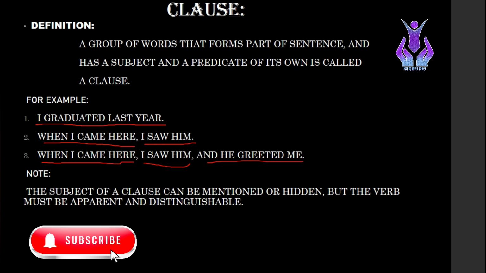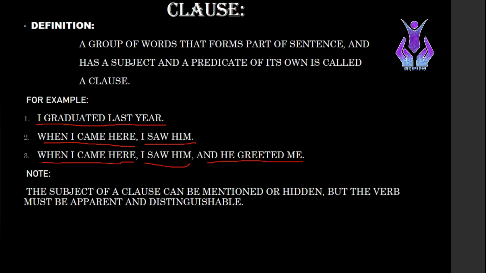There is one important thing: the subject of a clause can be mentioned or hidden, but the verb must be apparent and distinguishable. So in a clause, the subject can be hidden. It's up to us whether we mention the subject or not, but the verb must be written and must be distinguishable from all other words in a sentence.